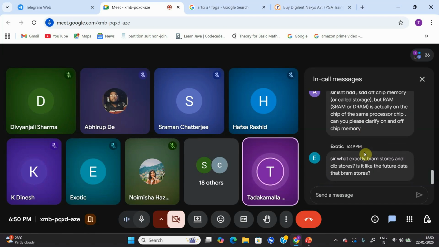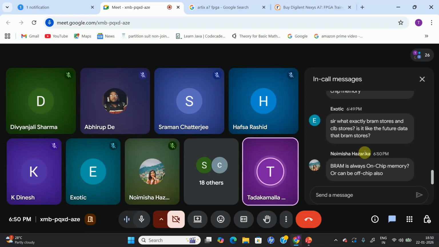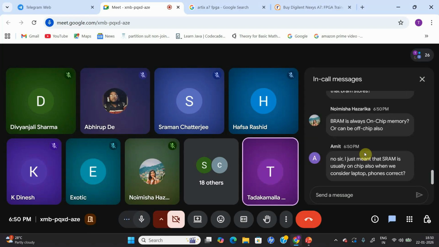So the thing is very simple. We have two types of memories. One is on-chip memory and another is off-chip memory. We are simply talking about on-chip memory, which is known as BRAM, a small memory unit which is present within the FPGA. What it stores we are going to see later. BRAM is always on-chip. That's why it is known as block memory.